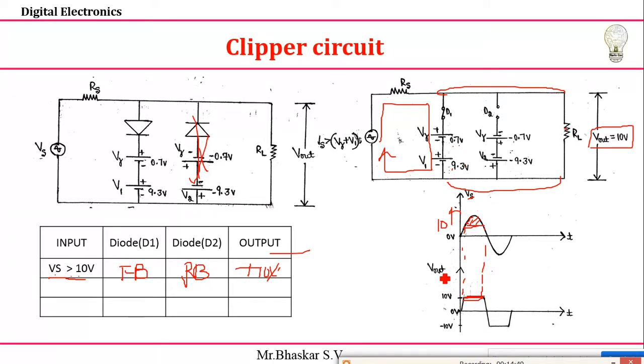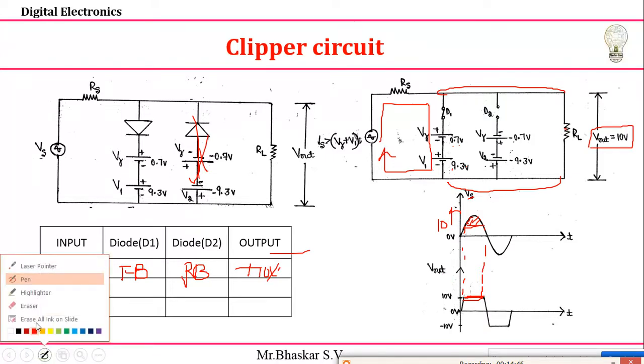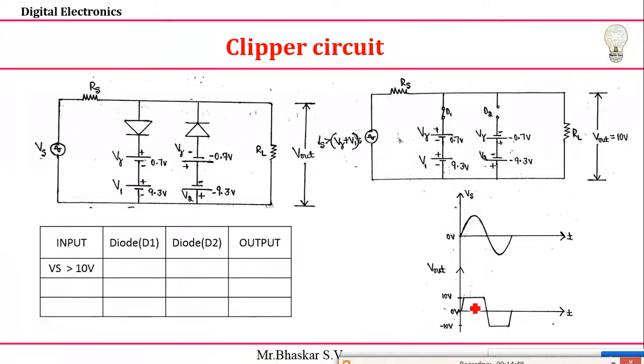Okay. Second condition. In the second condition, I'll take the input signal to be less than 10 volts and greater than minus 10 volts. In between this part I'm going to analyze.